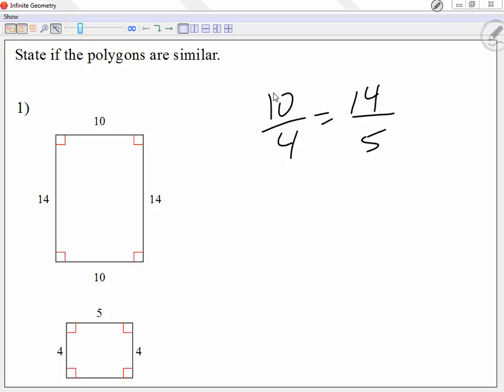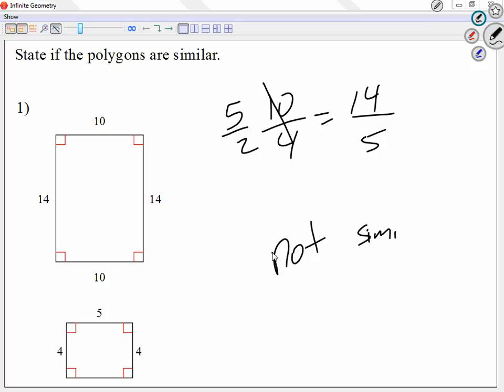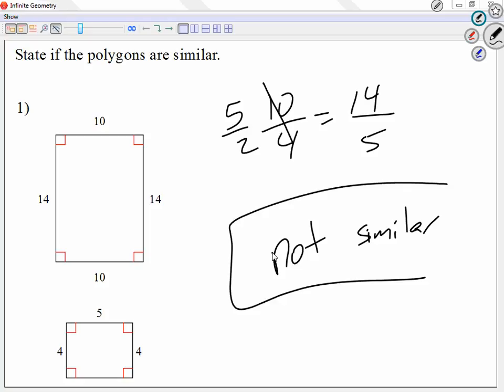Or to make it easier, I can simplify first. 10 over 4 is 5 over 2. 14 over 5 is not 5 over 2. So I know they're not proportional. So I'm going to say not similar. Remember, for my figures to be similar, my angles have to be the same in both figures, but then my sides have to be proportional. So not similar. Any questions for the first four?